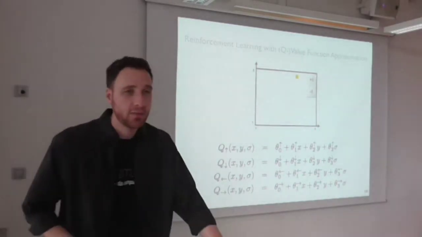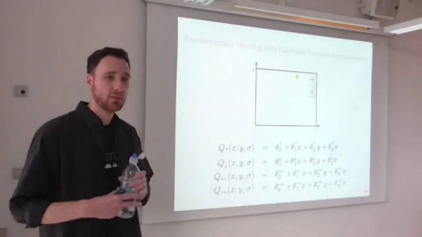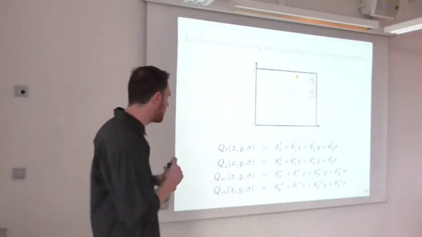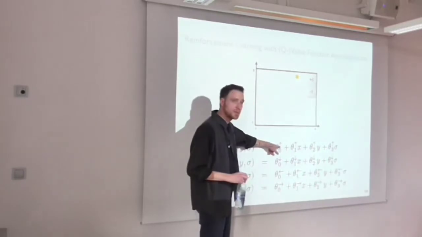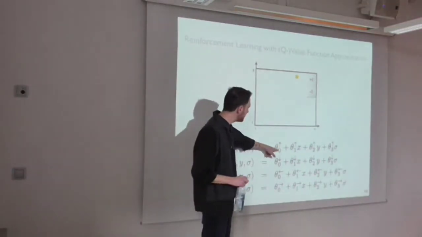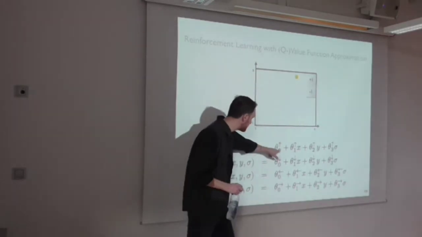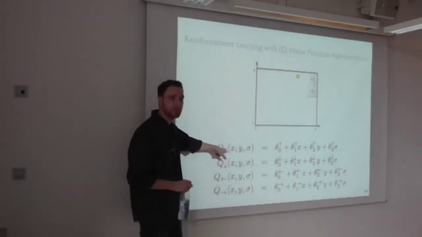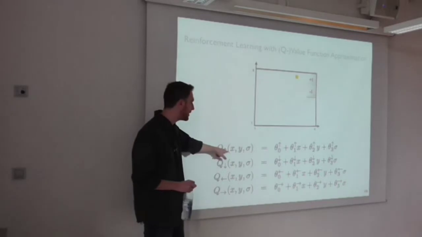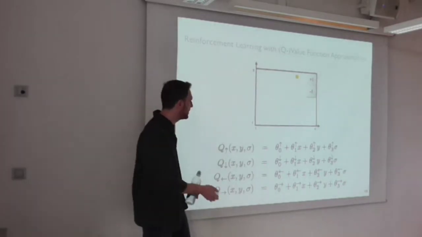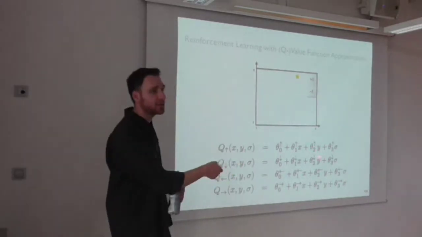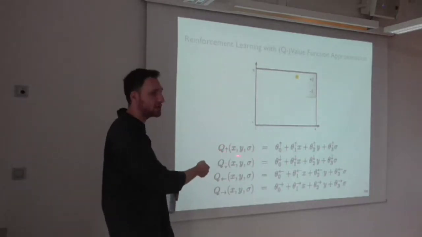Is that the same 4 thetas you're using in all 4 equations? No. That's why I have this superscript. This is theta 0 with an up arrow, meaning that this is the theta 0 specifically for the Q function associated with the up arrow action. So you have separate thetas depending on the action that you want to model.